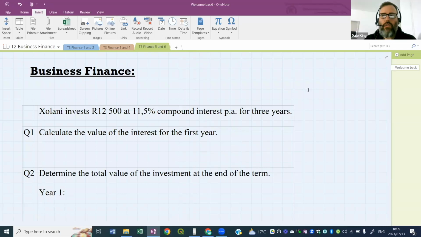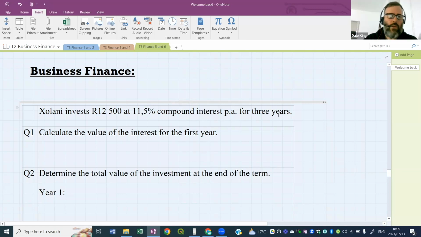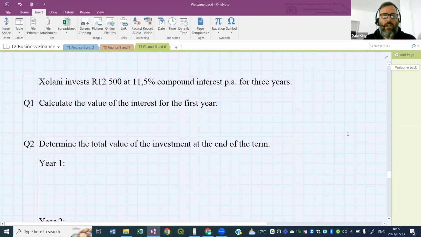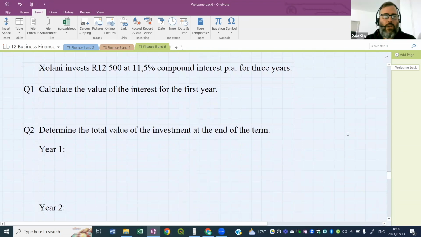We did a simple interest and a compound interest comparison with the same principal amount, the same interest rate, and the same term. But one was simple interest, one was compound interest. Tonight, I've got a compound interest question for you. So I need you guys to please work through this. It's exactly the same as what we finished off with on Tuesday night.